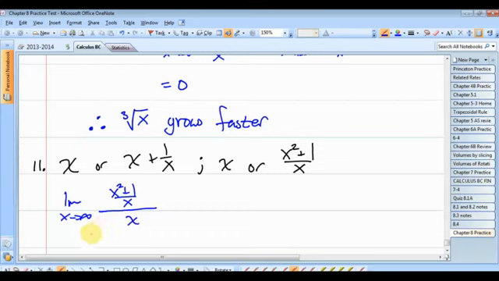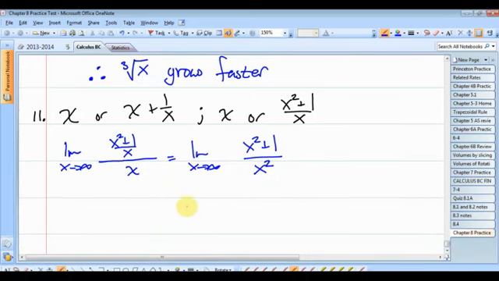You might be tempted to go ahead and start taking L'Hopital's rule now. Don't do it. Simplify. You might be tempted to use L'Hopital's rule here again. You don't need to. This is a polynomial over a polynomial, and both polynomials have the same power. 1 over 1 is 1. Therefore, they grow at the same rate.